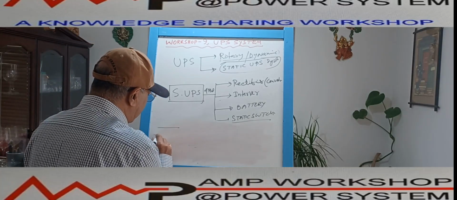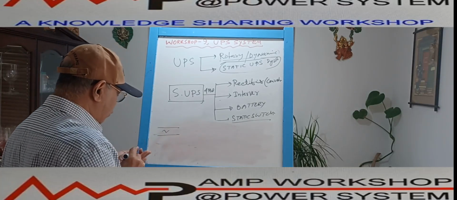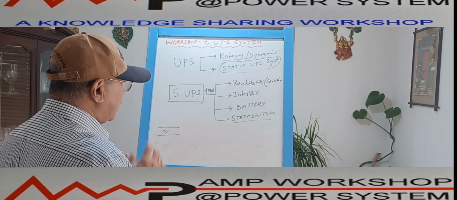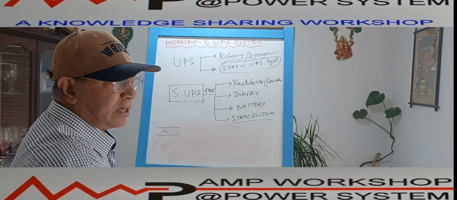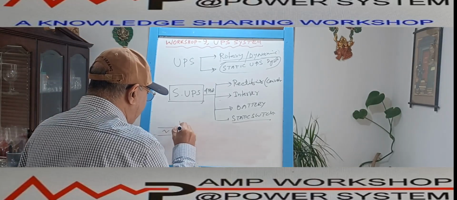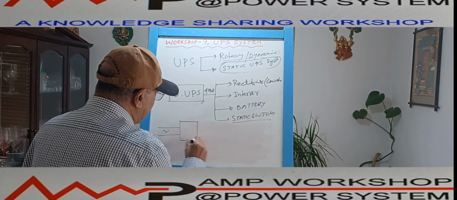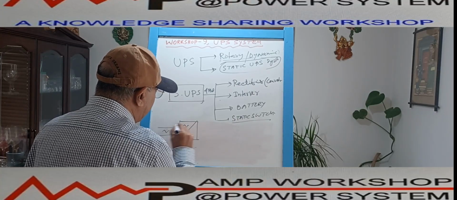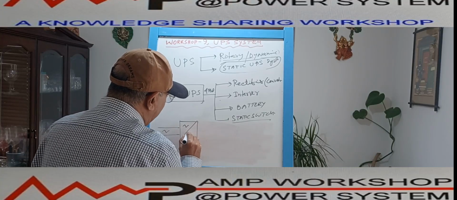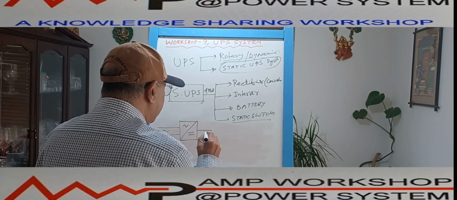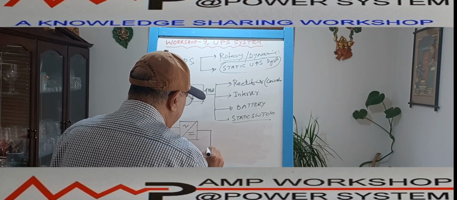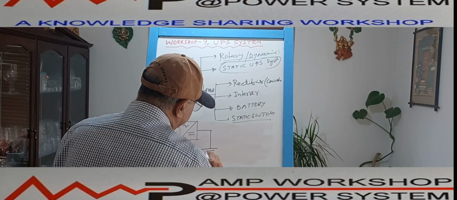So this is the input power supply we are providing to the UPS system. Suppose the first block is the AC supply to be converted to DC supply. So I have a first block over here, that is the AC input. This is the input, output is DC. Then this DC is getting charged to a battery. It is charging the battery.